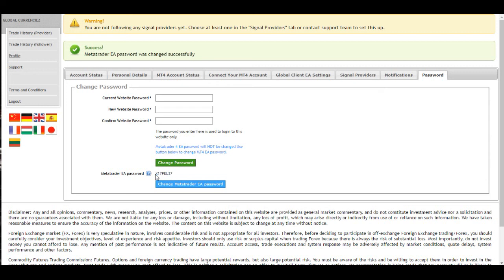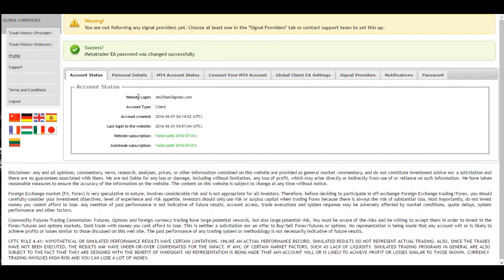But when you go to check your welcome email, the changed password is not going to be in your welcome email. So I usually tell people there's really no point in changing the EA password. I would advise you to just leave it how it is, because now that I changed it, if I go back and check my welcome email, the password in it isn't going to work.